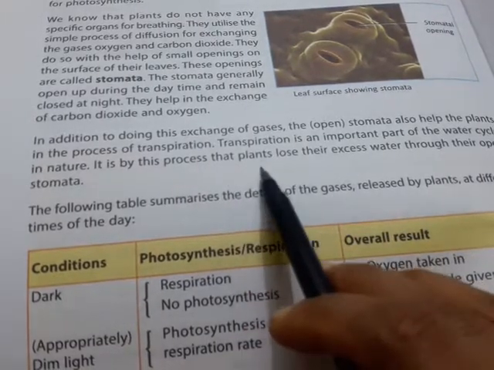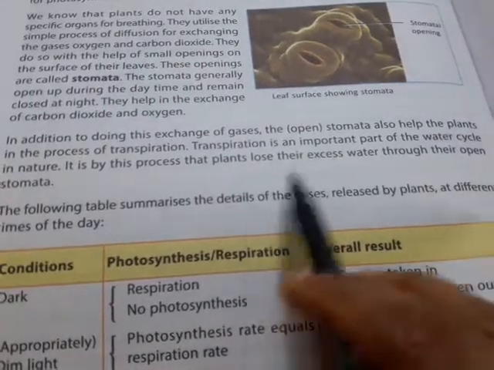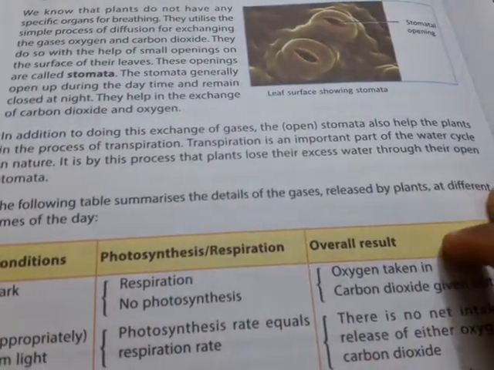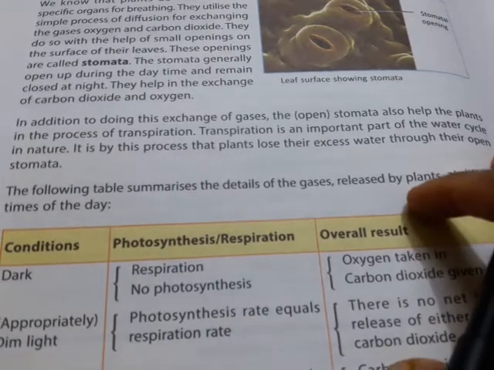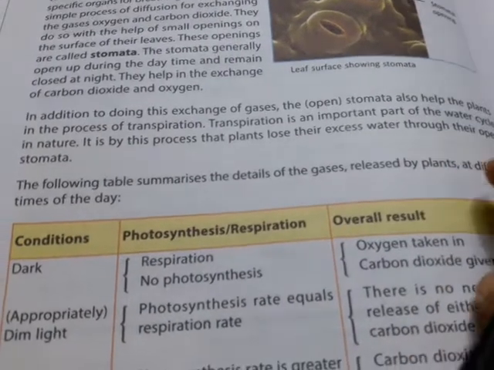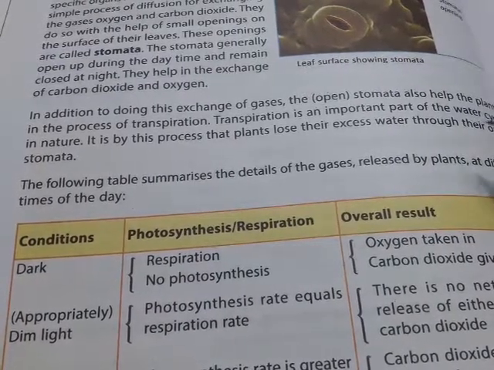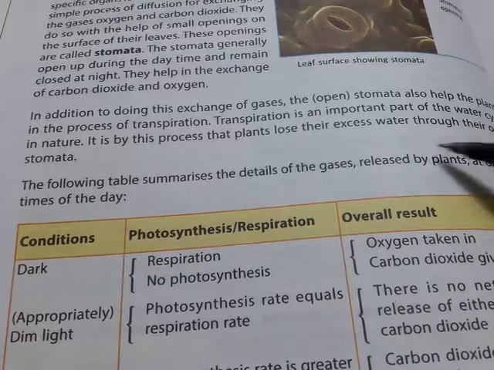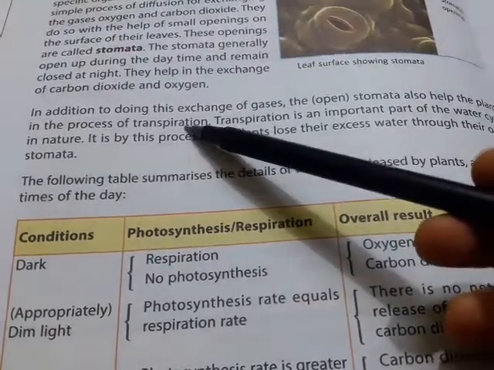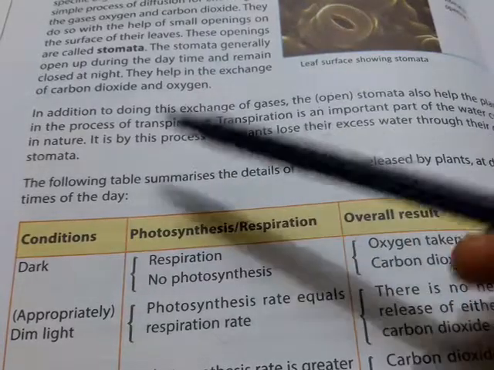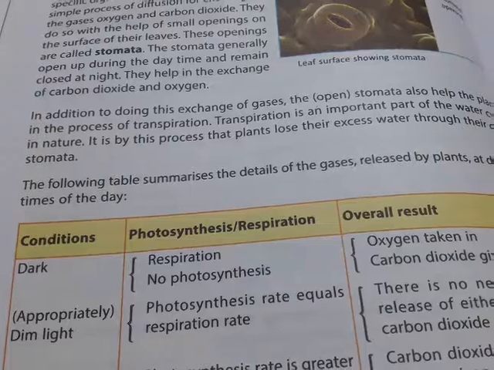It is by this process that plants lose their excess water through their open stomata. Means, when we have excess water, we urinate, we remove it from the body. But what about the plants? How do they remove their excess water? They remove their excess water through their stomata. This process is called transpiration. So transpiration is the process of removal of excess water through the stomata.